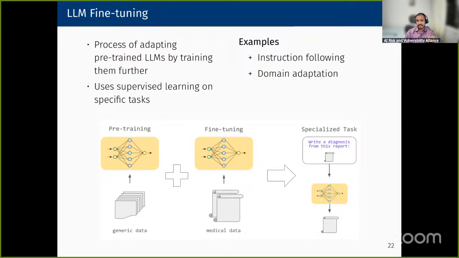There are different methods of fine tuning. For example, supervised fine tuning, for example, low rank adaptation that I'm going to mention later on as well. So this is context that I'm going to use later.